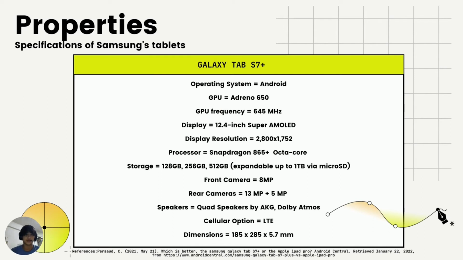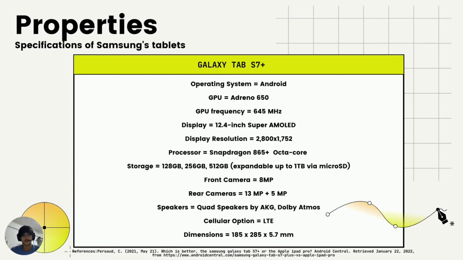For the specification of Samsung's tablet, which is Galaxy Tab S7 Plus, the operating system is Android and Adreno 650 as its GPU. The GPU frequency of Galaxy Tab S7 Plus is 645 MHz with a 12.4-inch Super AMOLED display and display resolution of 2800 multiplied by 1752. The Samsung Galaxy Tab S7 Plus is using Snapdragon 865 and octa-core as its processor, and the storage is 128GB and it is expandable up to 1TB through micro SD.